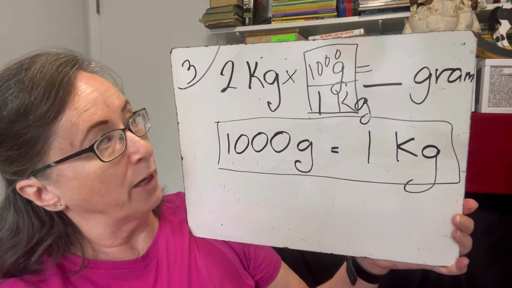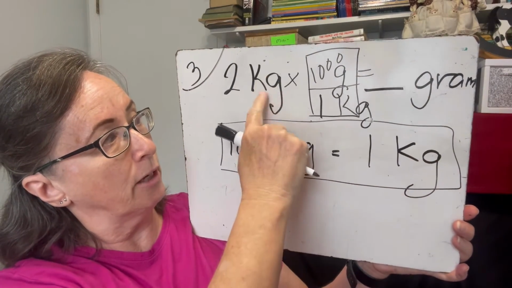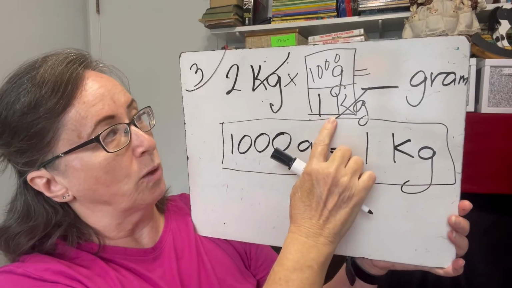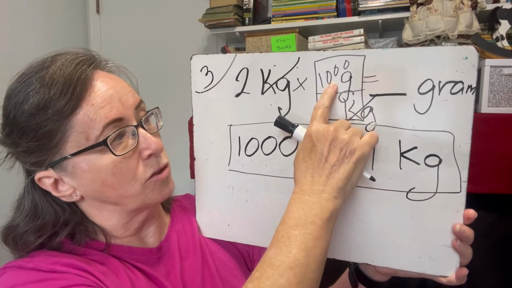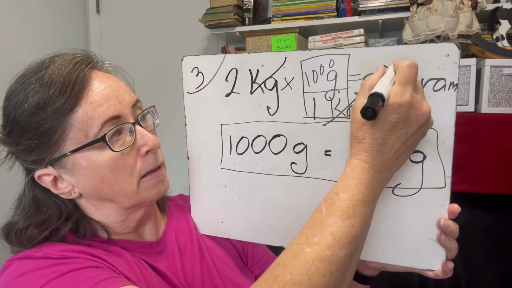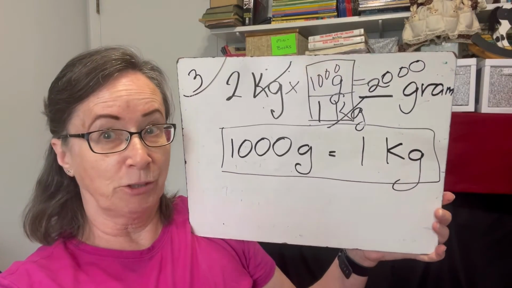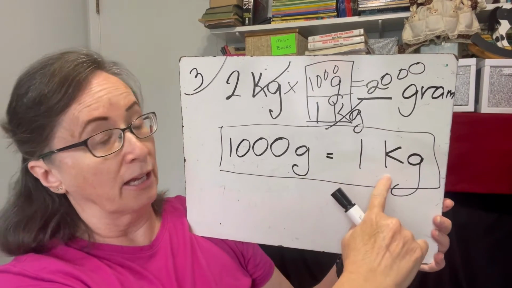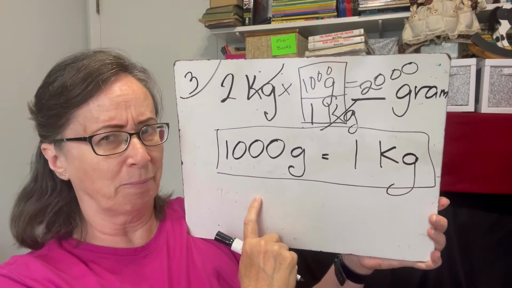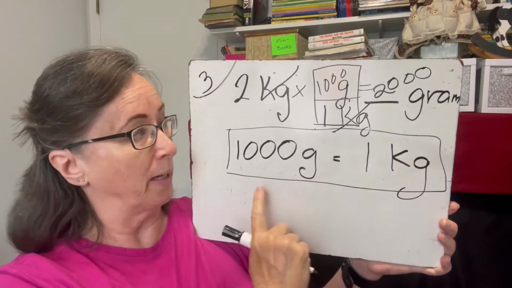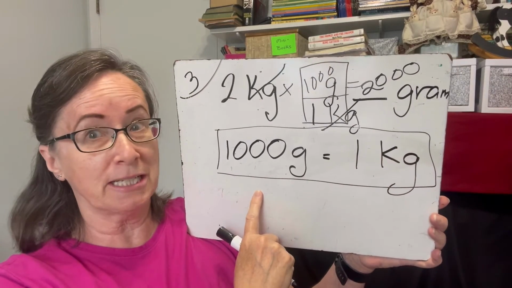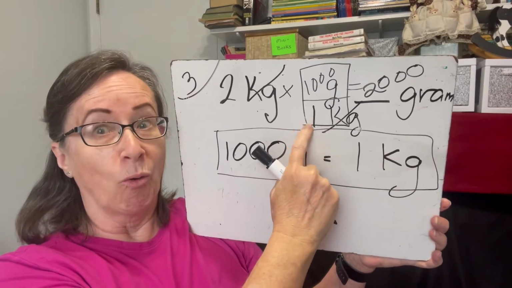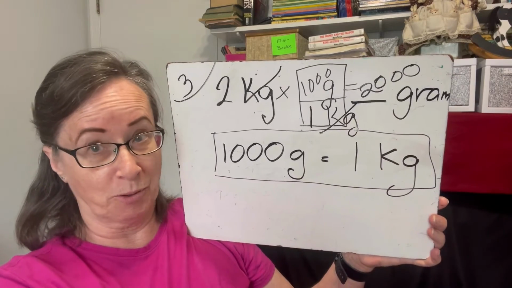So now I'm ready to go. 2 kilograms is going to cancel kilograms. 2 divided by 1 is 2 times 1,000 is 2,000 grams. 2 kilograms is 2,000 grams. 1 kilogram was 1,000 grams, so it makes sense that 2 kilograms will be 2,000 grams. But I don't want you to just see it. I want to see this work in every single problem.